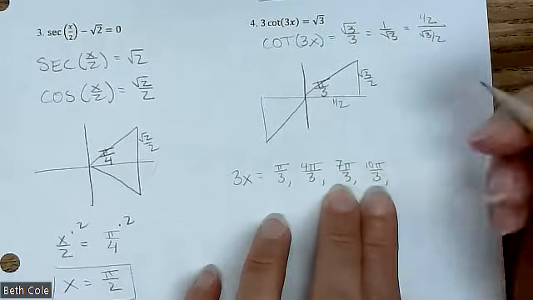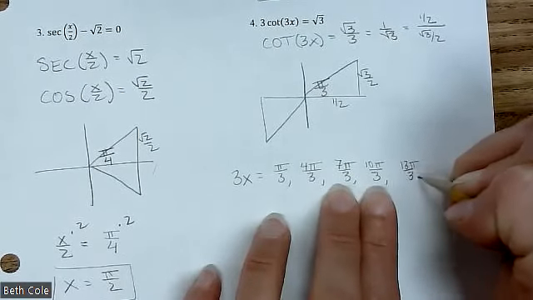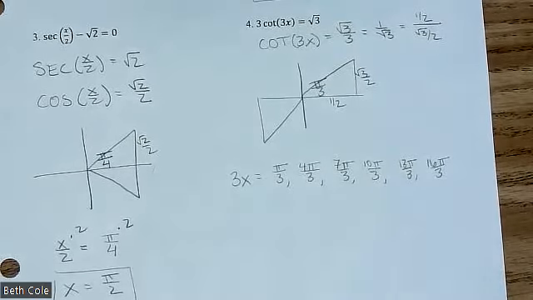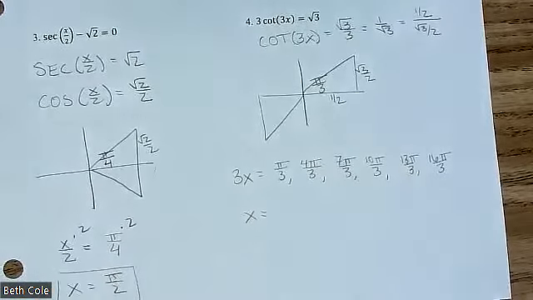So what's the next one? 13 pi over 3, good. And then 16 pi, you just keep adding 6/3. You could keep going, but I'm not going to. All right, and then the last step is you have to divide by 3.